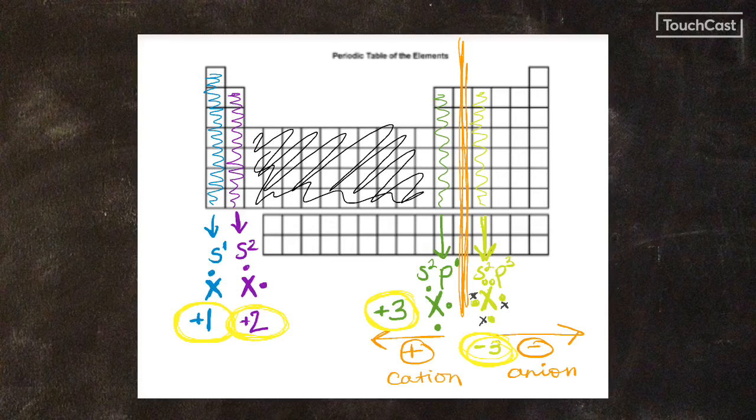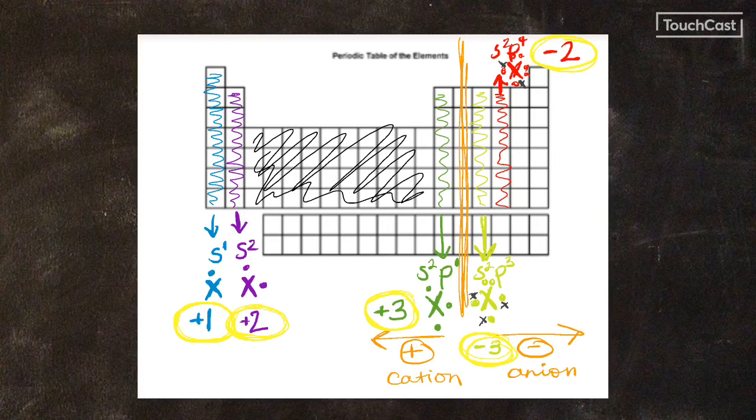Now, what about our row here? For this one, I'm going to go up just for the sake of space. This one has an electron configuration of S2P4, which means I have 6 valence electrons around my Lewis structure. And so it's going to be easier to fill these empty 2 spaces and become more negative. So we're going to end up with a negative 2. So everything in this red column has a charge of negative 2.